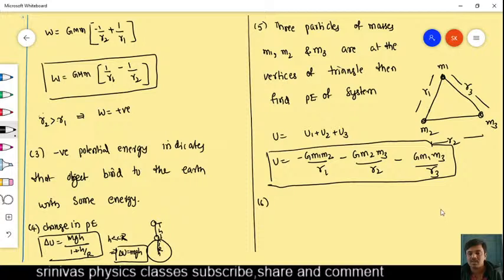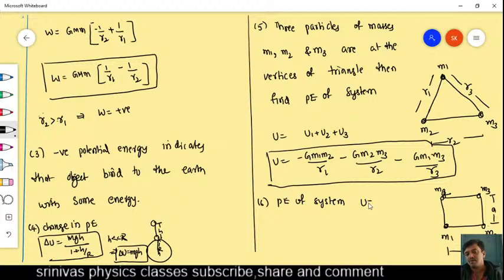Can you find the potential energy of a four particle system? For example, this has m1, m2, m3, and m4. For example, all the particles have the same mass, and they are kept at the corners of some square, let us consider. Then what is the potential energy of the system? I want to find out the potential energy of the system.